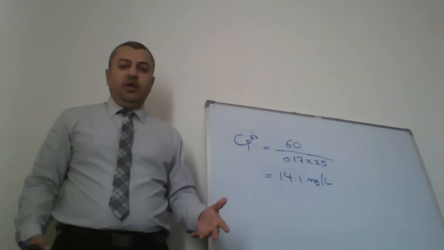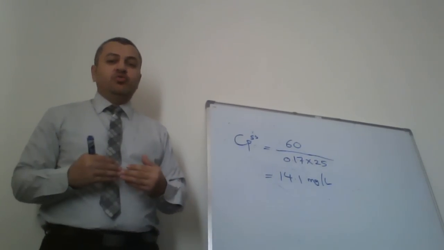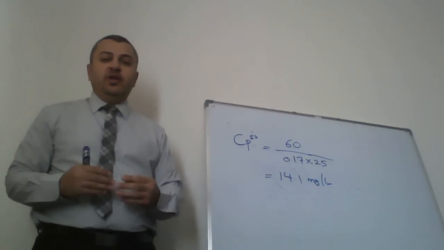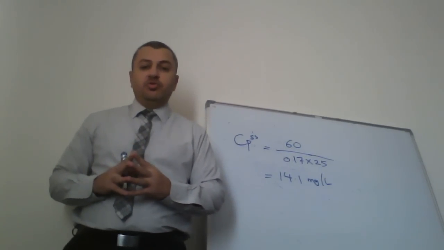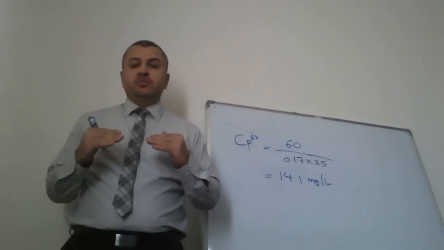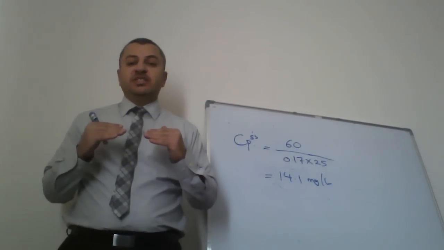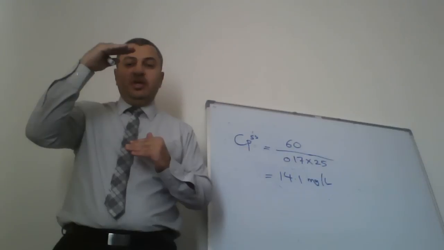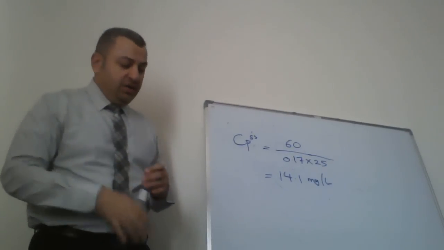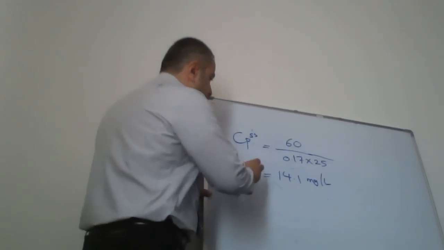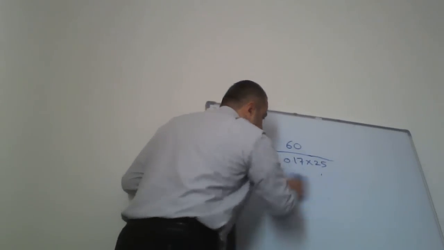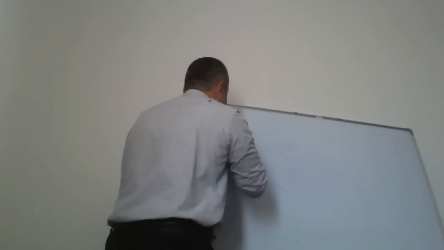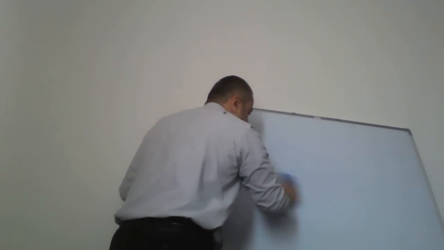Is that okay? Well, we need to know what is the therapeutic window of theophylline. Theophylline is one of the narrow therapeutic window drugs. The minimum effective concentration is 10 and the minimum toxic concentration is 20. So 14.1 looks fine to me. So we will use 60 milligram per hour instead of 63.8.